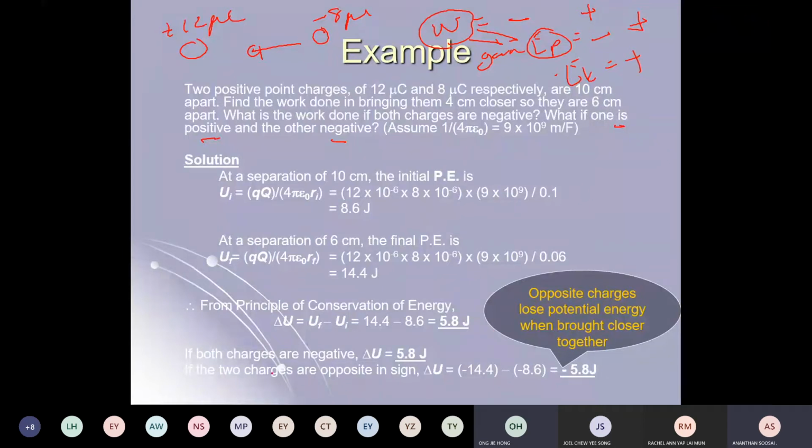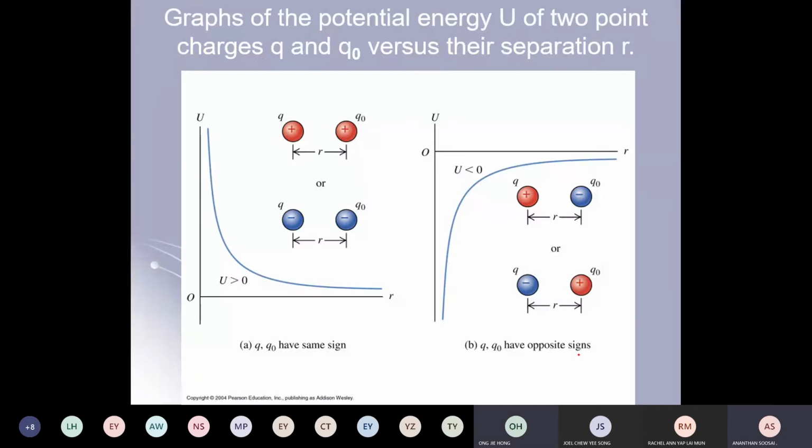Okay, so that's why for a positive charge, the gain in potential is negative 5.8 joule. Opposite charges lose potential when brought closer together. Okay, so that's about potential. Before we go to these graphs, these are the graphs of how potential changes.